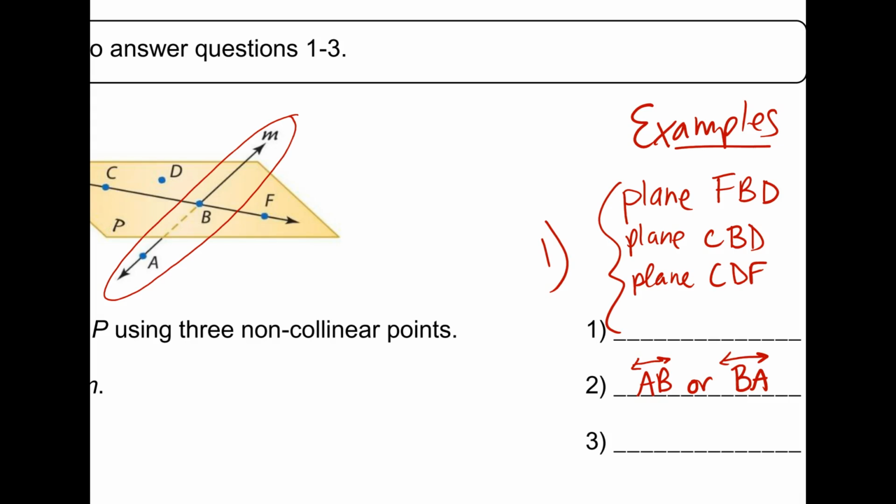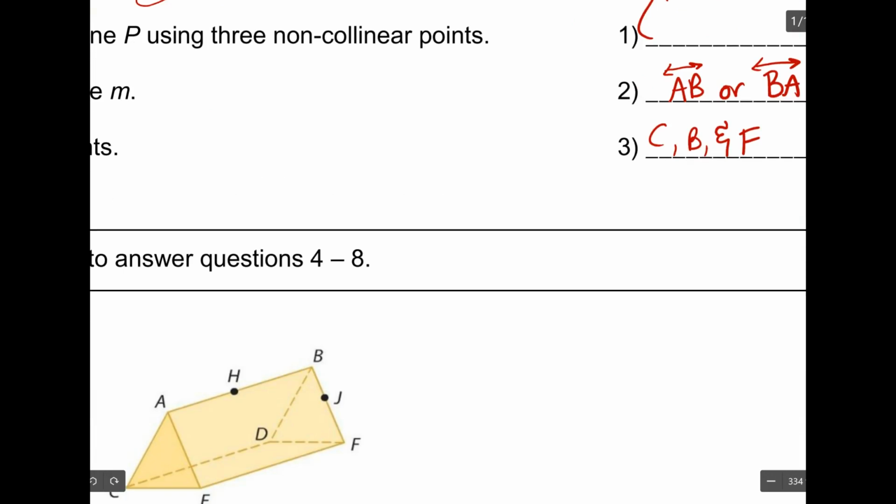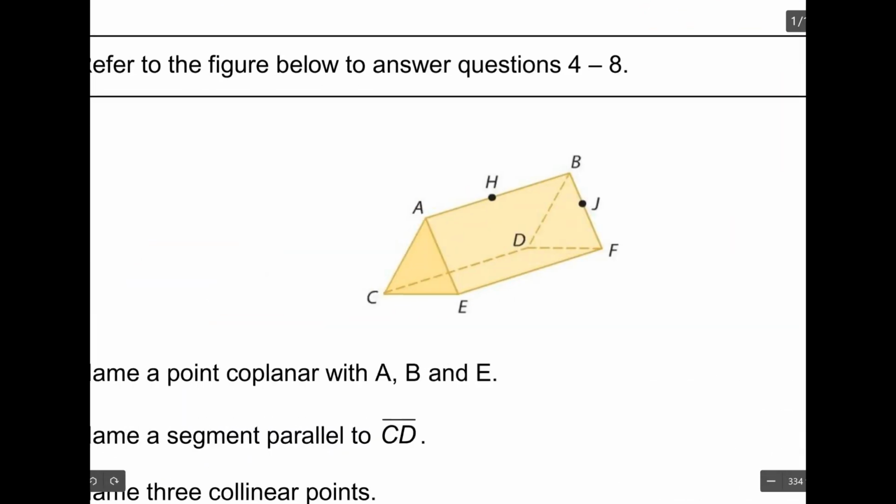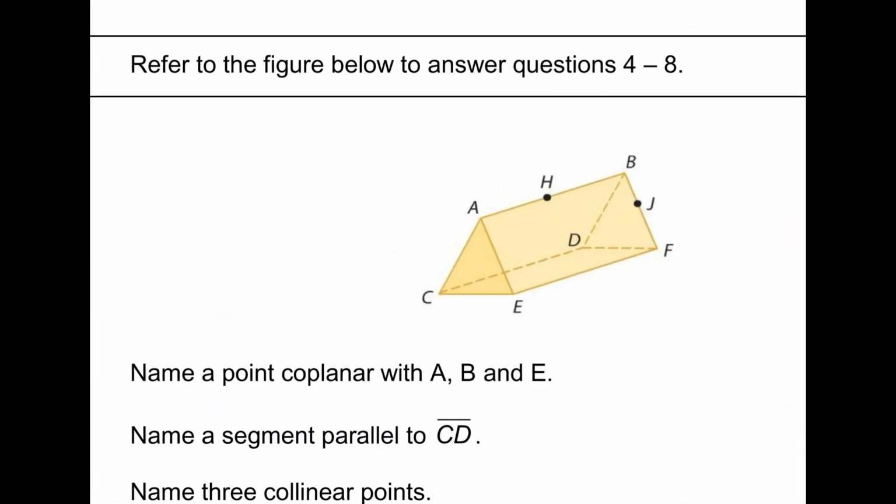Number 3, name 3 collinear points. Jacob, what do you think? What's C, B, and F? Perfect. You guys feel pretty confident in these? Okay, 8 hours later, we're solid. All right, use the figure below to answer 4 through 7.